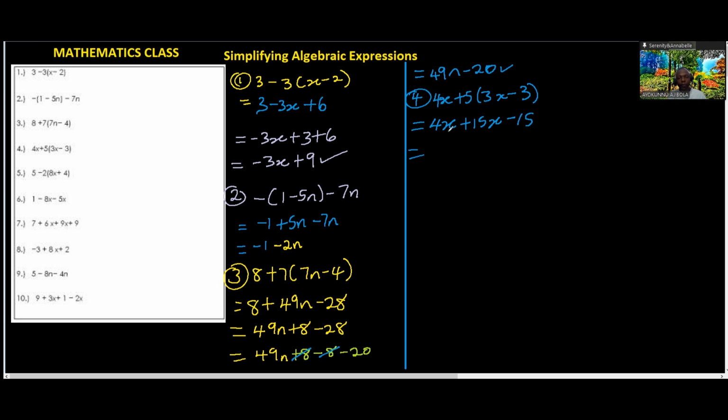So 4x plus 15x is what? Serenity, how are we supposed to do that? If you have 4x in a basket and you add 15x, okay, if you had 4 xylophones and you add 15 xylophones, how many xylophones altogether?